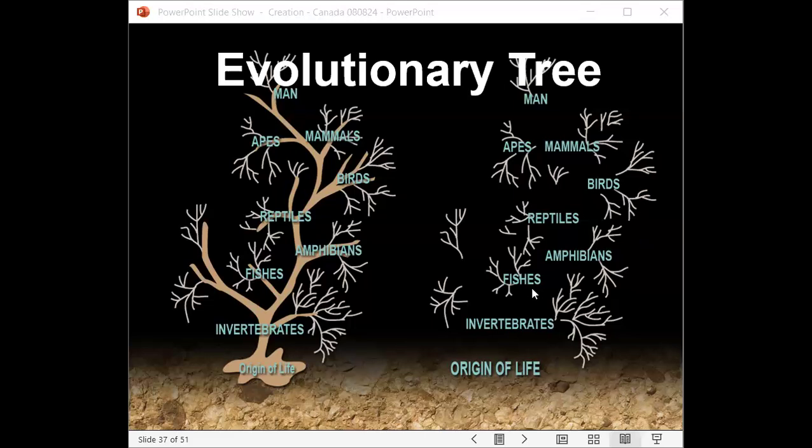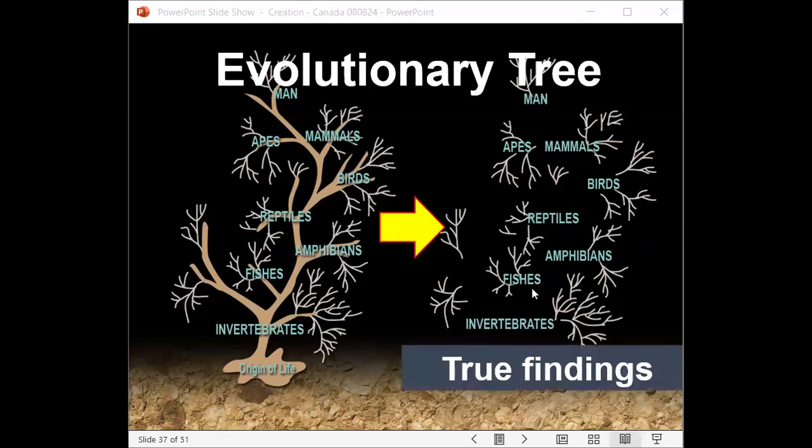All right. So these are true findings. These are imagination and belief. The one on the left is something that you usually find in your textbook.